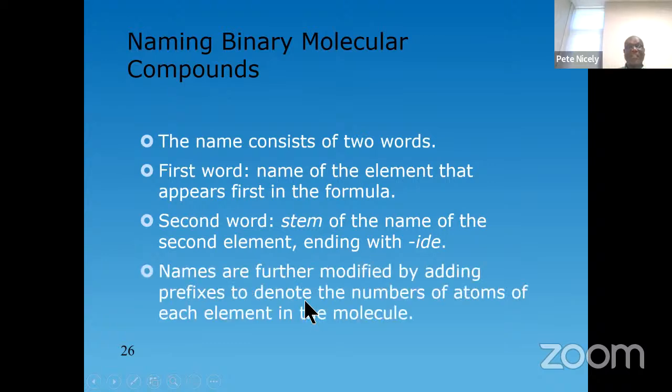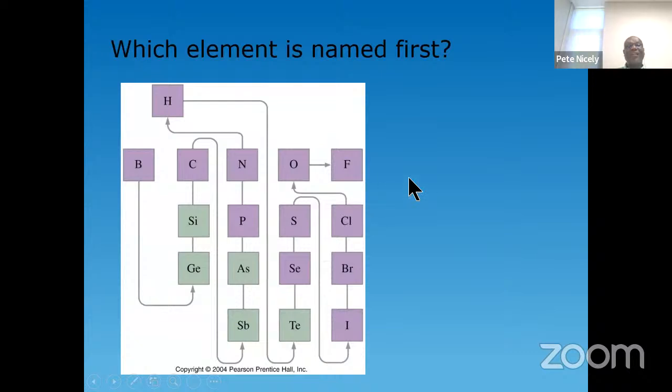Now, there is another thing you have to take into account when naming binary molecular compounds, and that is that we have to modify the names using the appropriate prefixes to indicate the number of atoms of each element present in the molecules. I'm going to say more about that because there are some exceptions when it comes to including prefixes. Before we get to that, we have to ask ourselves, how do we determine which element is named first?